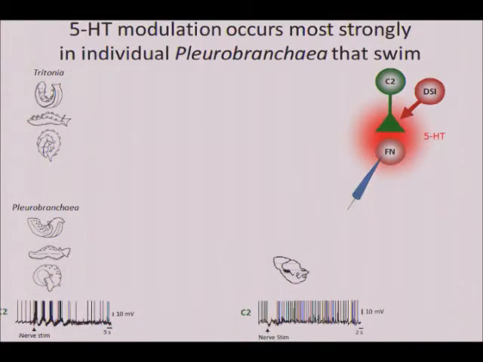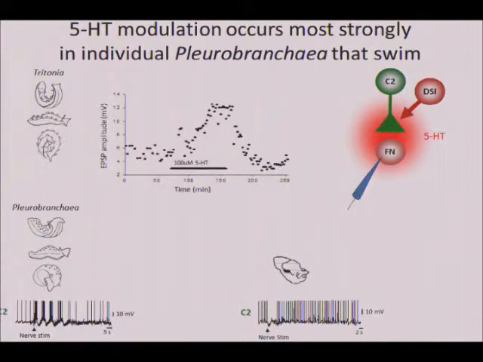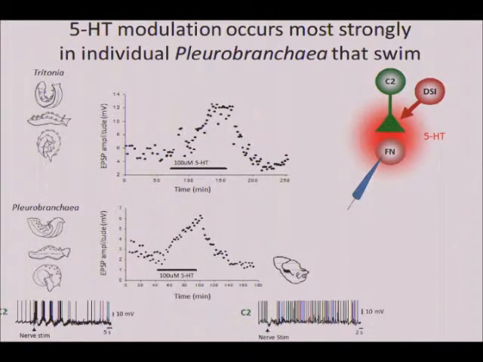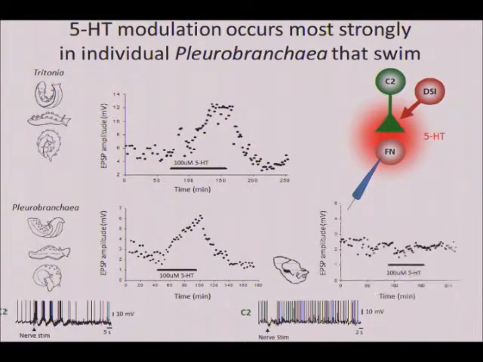All right, so it could have been that we weren't stimulating DSI right, so what Josh did was he just applied serotonin to the nervous system, and in Tritonia this causes an increase in the strength of the C2 synapses, and in Pleurobrachia that swim you see an increase in the C2 synapses in response to serotonin, and in the ones that don't swim you see no change. So serotonin is not modulating the strength of synapses in the animals that are not swimming.